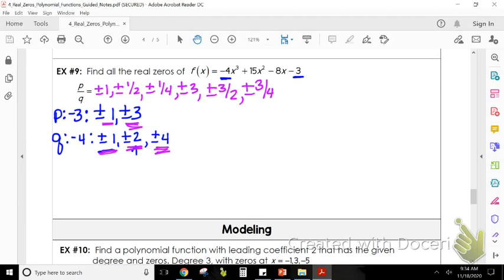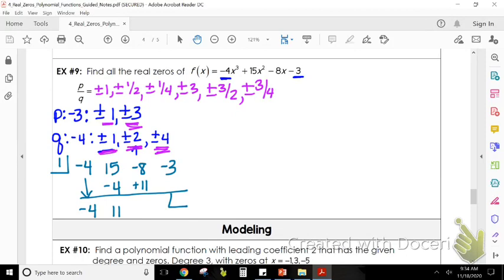And so we need to pick one to start with. So how about 1? 1's always a good one. So I'm going to put a 1 in the corner here. My coefficients are negative 4x cubed, 15x squared, minus 8x, and then minus 3. Didn't have to put any zeros in it this time. They were all there. So bring down your first term. Multiply it by the 1 on the outside. Combine them. 15 minus 4 is 11. Times the 1 on the outside is positive 11. Negative 8 plus 11 is negative 3.